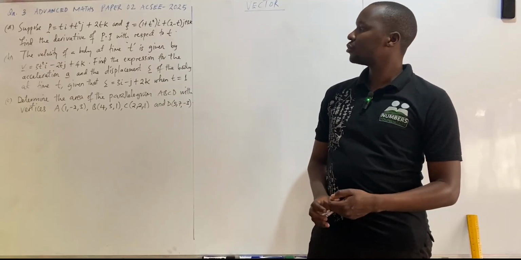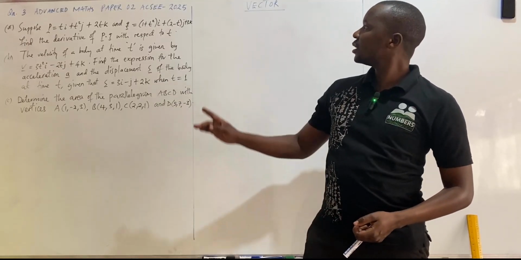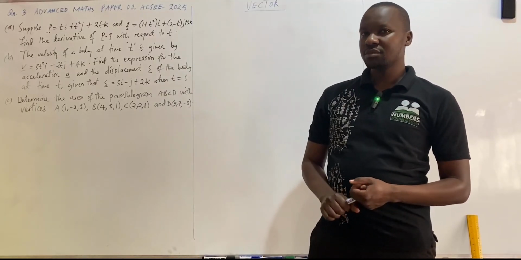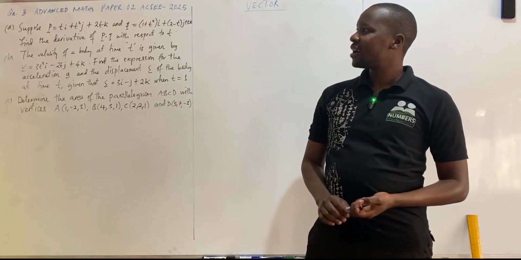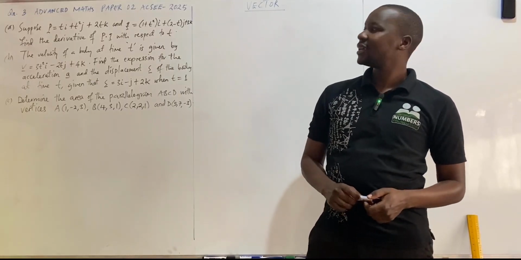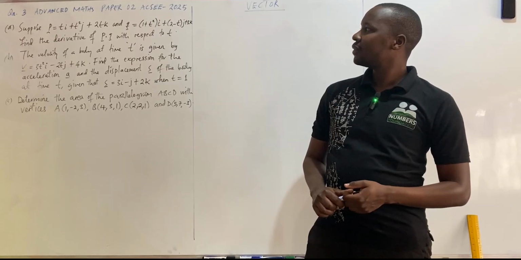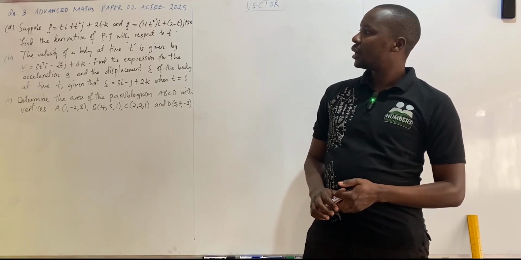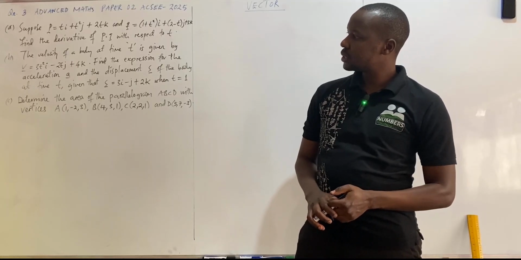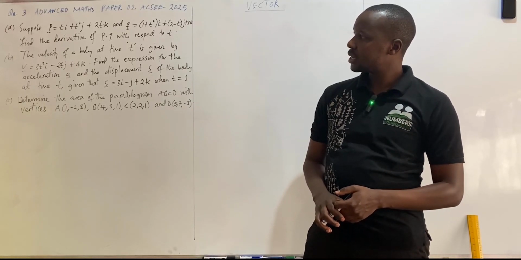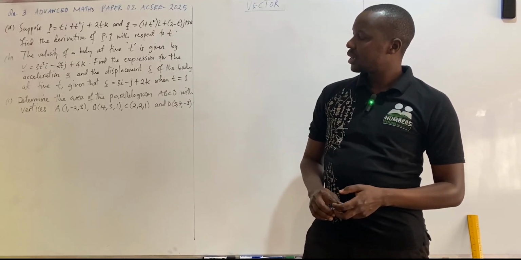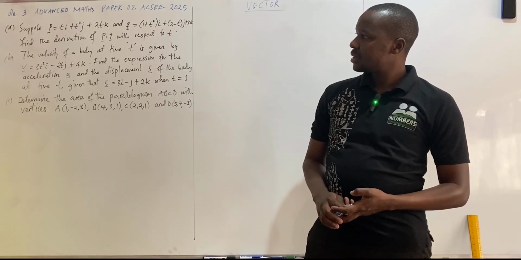Today we are going to solve some questions that appeared in the Advanced Certificate of Secondary Education Examination, paper 2, question number 3, the topic of vector. In the year 2025, the question of vector was brought and it contained three cases, A, B, and C. Now let's see case A.